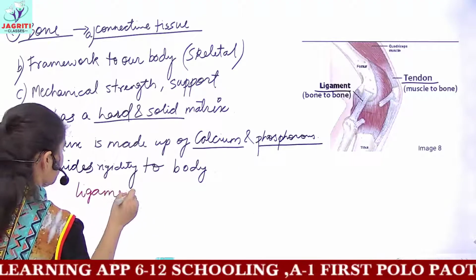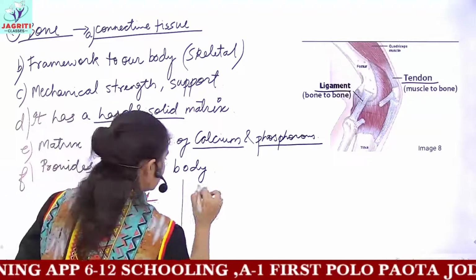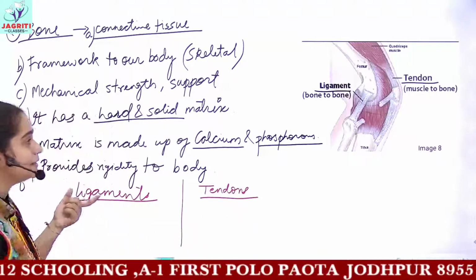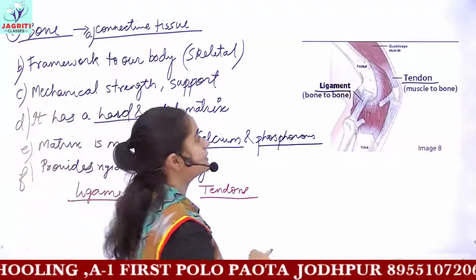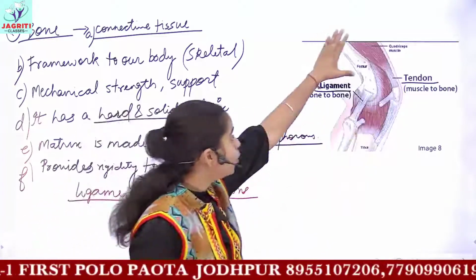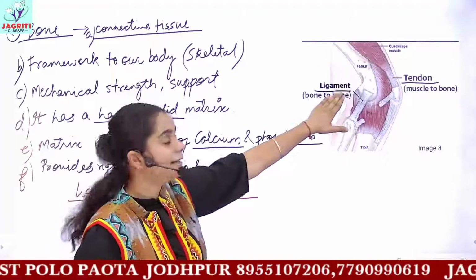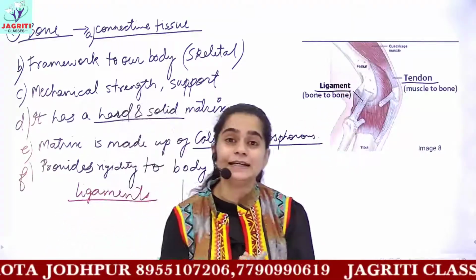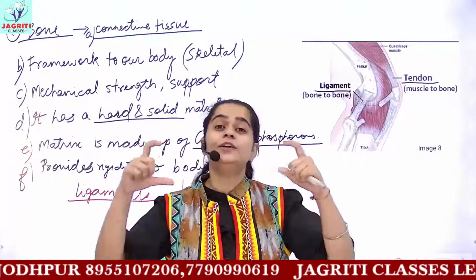We have two points, that is ligaments, and then you have tendons. So ligaments are the tissues, you can say, which join two bones together. That is, when a bone is joined with another bone, it is joined with the help of ligament. Ligaments are present in the junction between two bones.